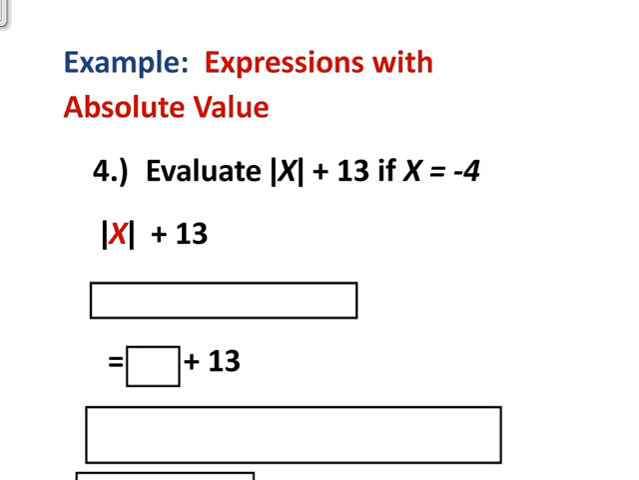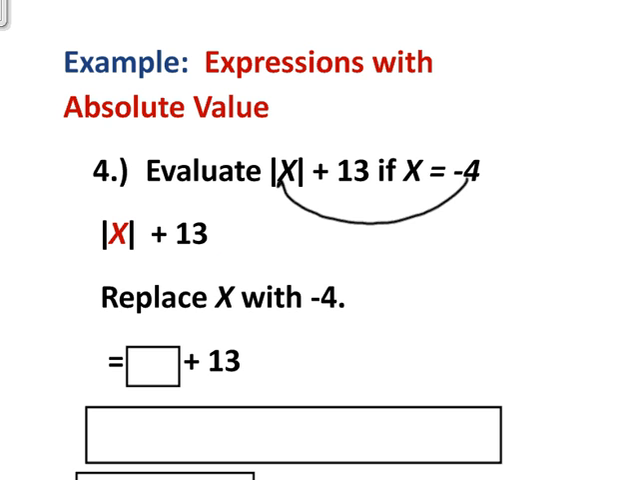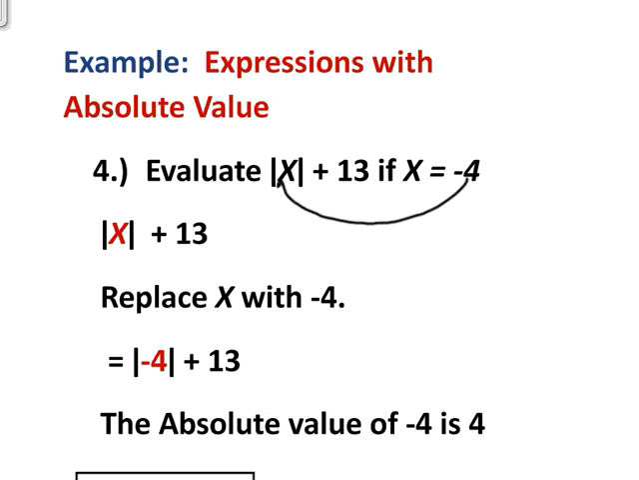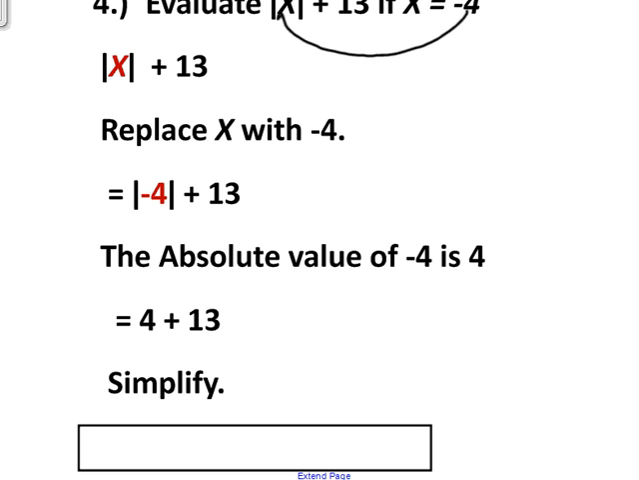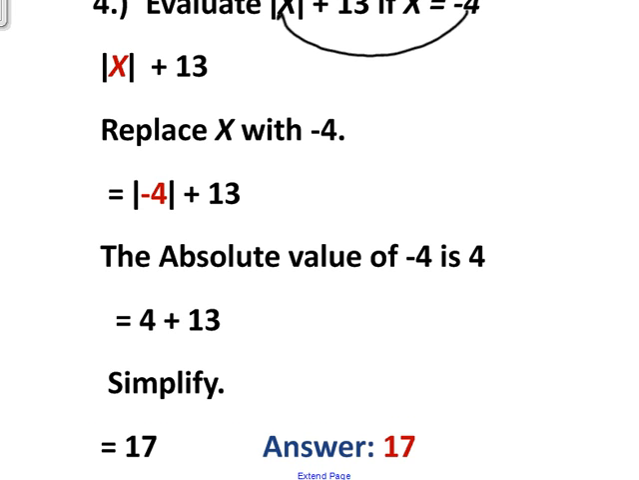Here's another example with expressions, but this time we're going to be substituting some numbers in for x. In this case, we're going to substitute negative 4 in for the x. The absolute value of negative 4 is 4. So 4 plus 13, when we simplify that, we get an answer of 17.